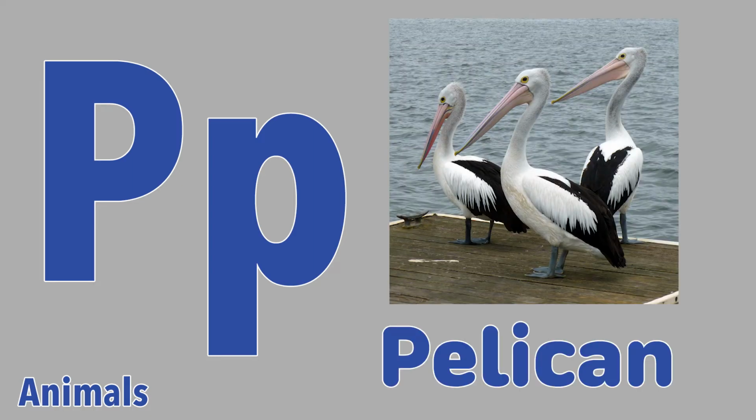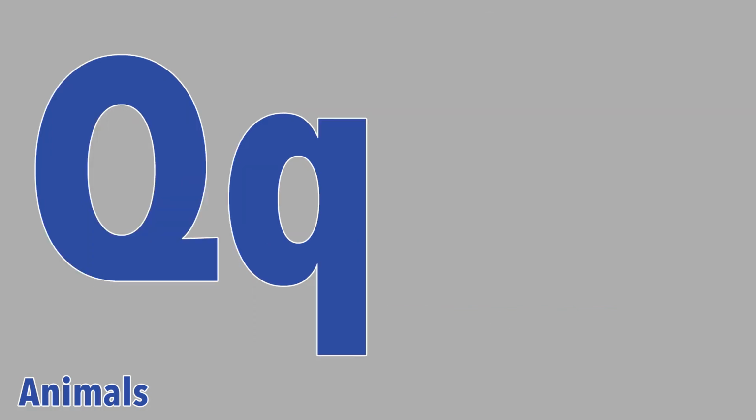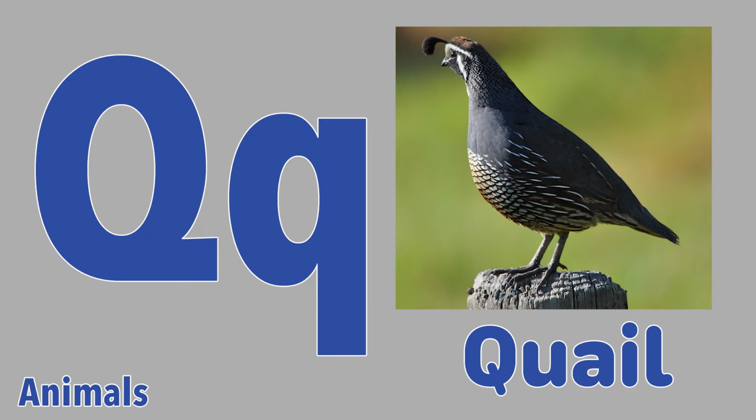This is the letter P. This is the capital P, and this is the lowercase p. What bird begins with the letter P? Pelican is a bird that begins with the letter P. P is for pelican. This is the letter Q. What bird begins with the letter Q? This bird is a quail. Quail begins with the letter Q.